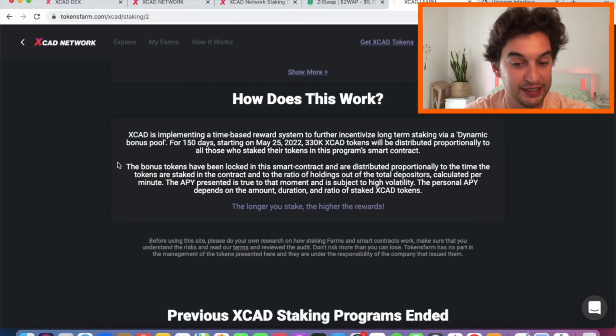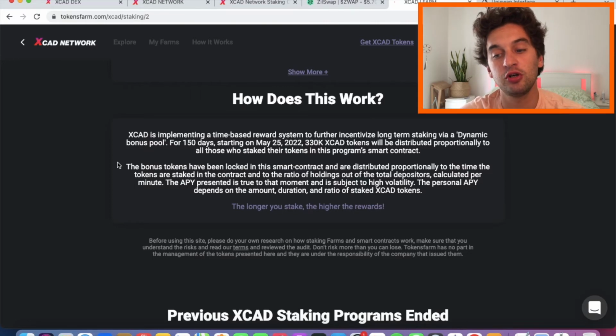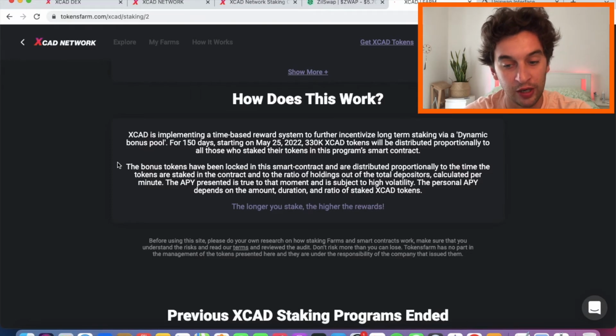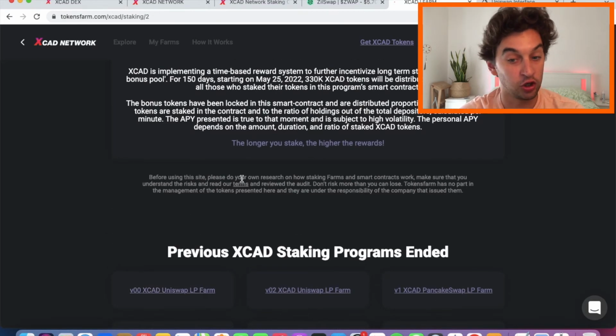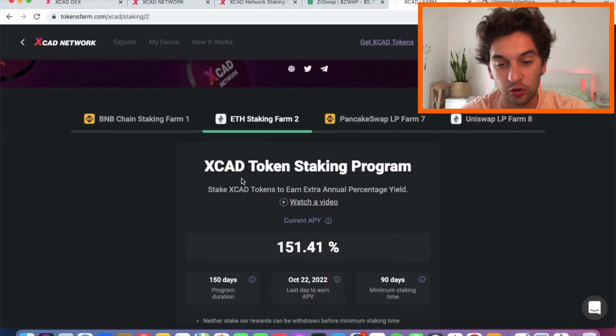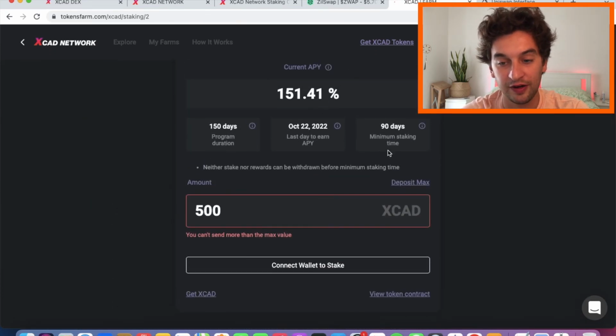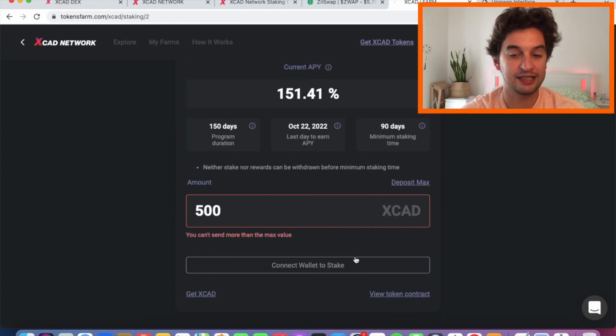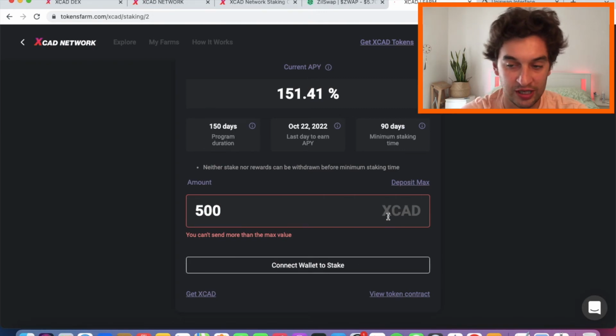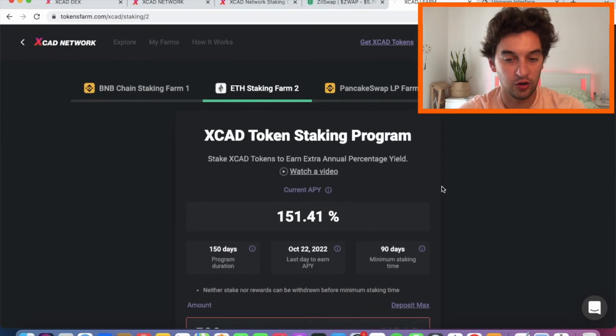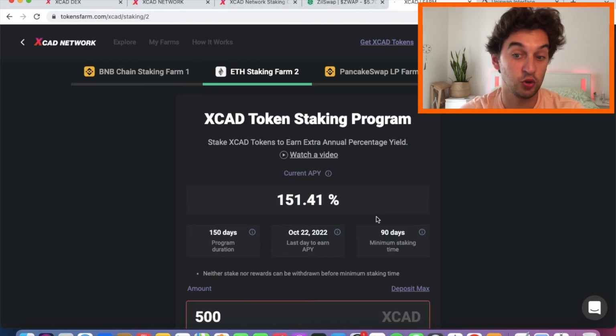The APY presented is true to the moment and is subject to high volatility. The personal APY depends on the amount, duration, and ratio of staked XCAD tokens. So this is how it is. The longer you stake, the higher the rewards. So if we are going to put 500 over here, it will ask us to connect to a wallet and so on, which, if we do it, you have to do in a different way, and as we saw, it is completely different.